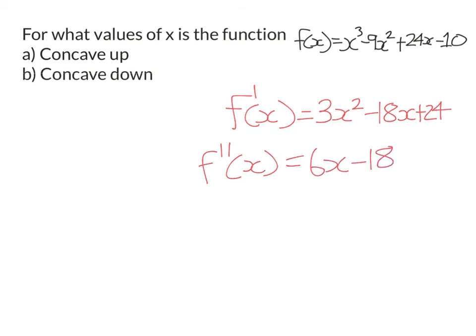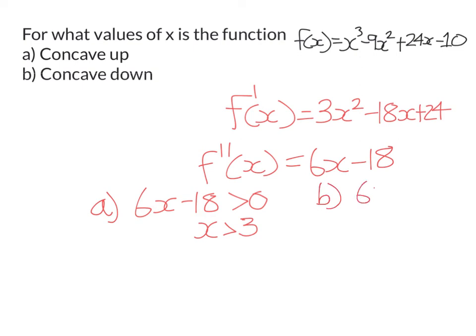In order to determine when it's concave up or concave down, we need to find when this is positive or negative. If it's concave up, that means the second derivative, which is 6x minus 18, is positive. You know how to solve this. Add 18 to both sides, divide each side by 6. You get that x is greater than 3. So this function will be concave up whenever x is greater than 3. For concave down, it would be the opposite. 6x minus 18 would be less than 0, and you know that x would be less than 3.